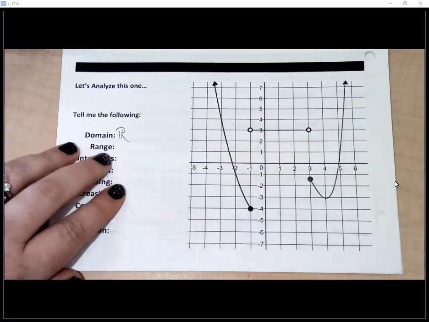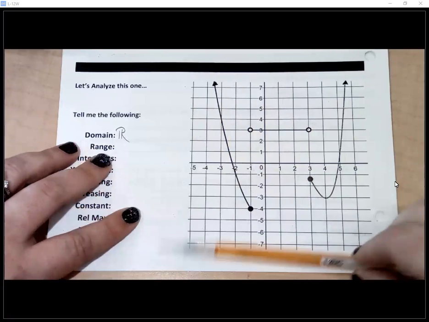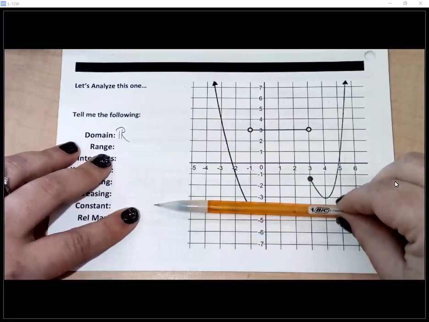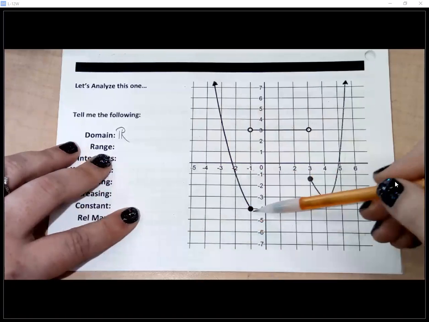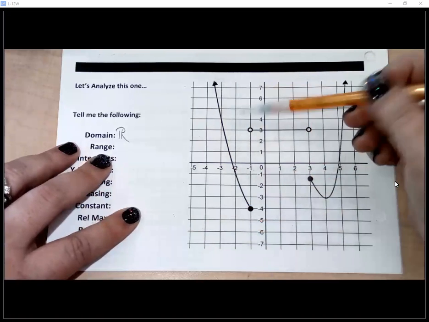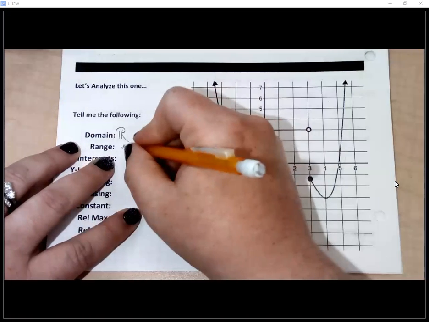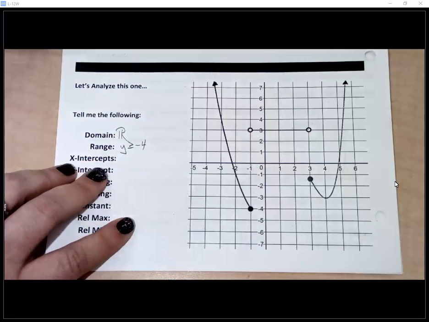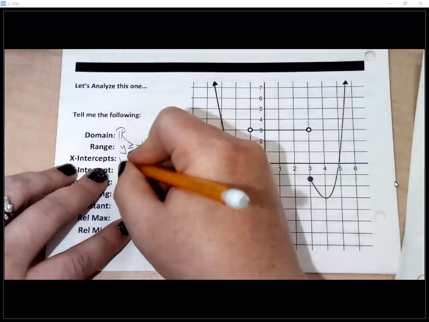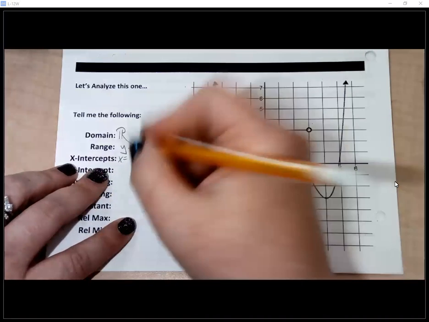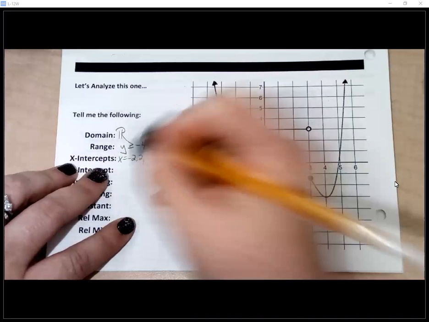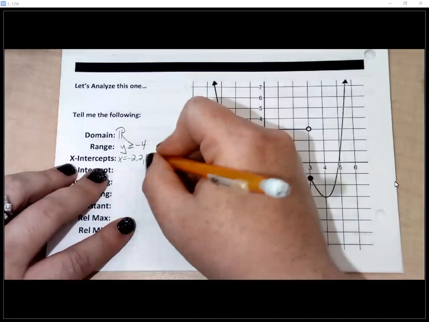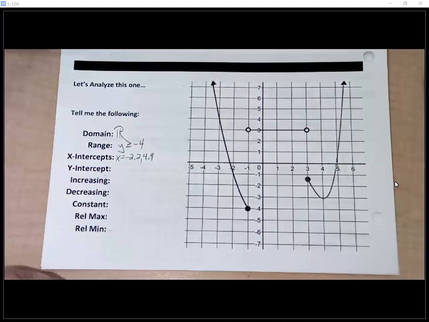Range, different story. This graph doesn't even exist until I hit -4. But once I hit -4, then I can go off to positive infinity. So my range, y just has to be greater than or equal to -4. X-intercepts, looks like I have 2 of them. I don't know, -2.2. And then another one just before the 5, I don't know, 4.9. Y-intercept, I've got one, a 3.